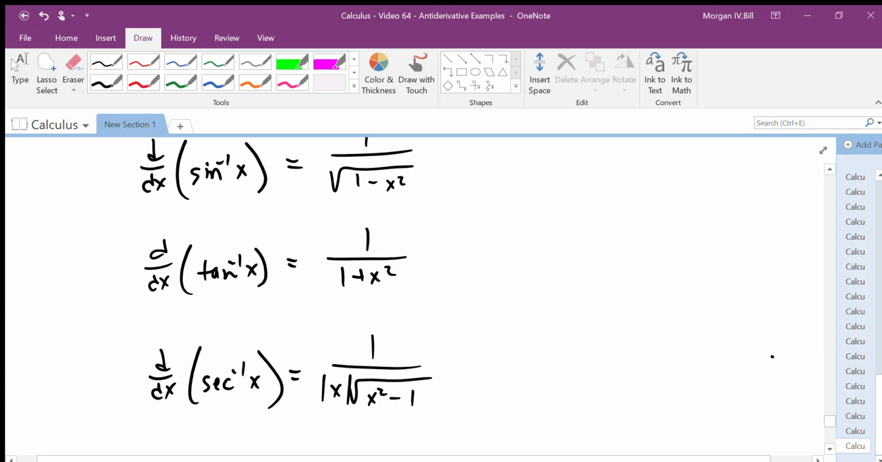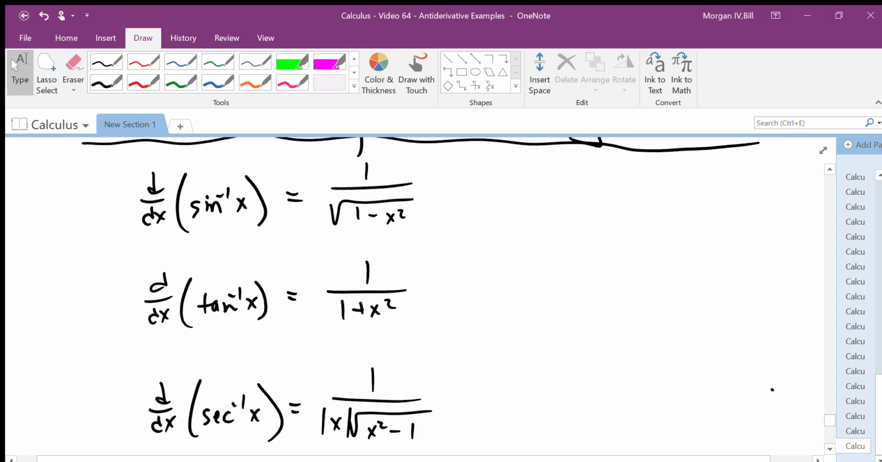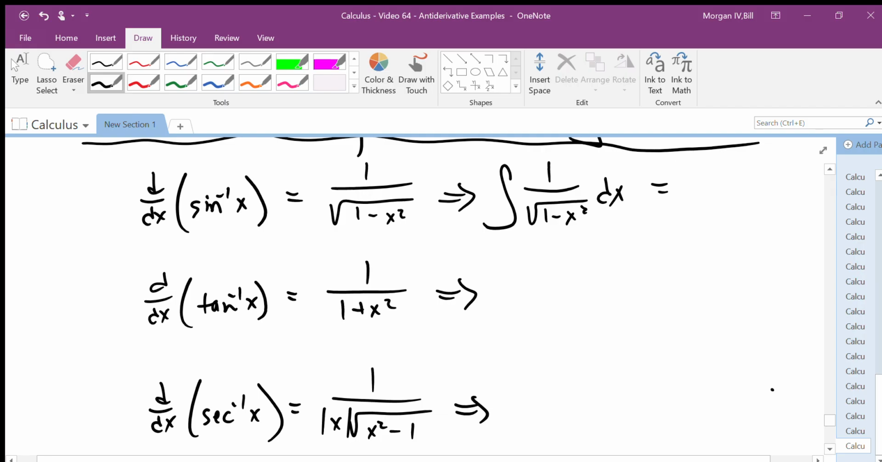All right, that means if I want to undo these, we get this. This ends up being pretty important for us. I know it's our last part of this video, but this is really important stuff. The integral of, or the antiderivative of, 1 over square root 1 minus x squared dx, that's the derivative of the inverse sine of x. Therefore, this is inverse sine of x plus c. We need to know that.